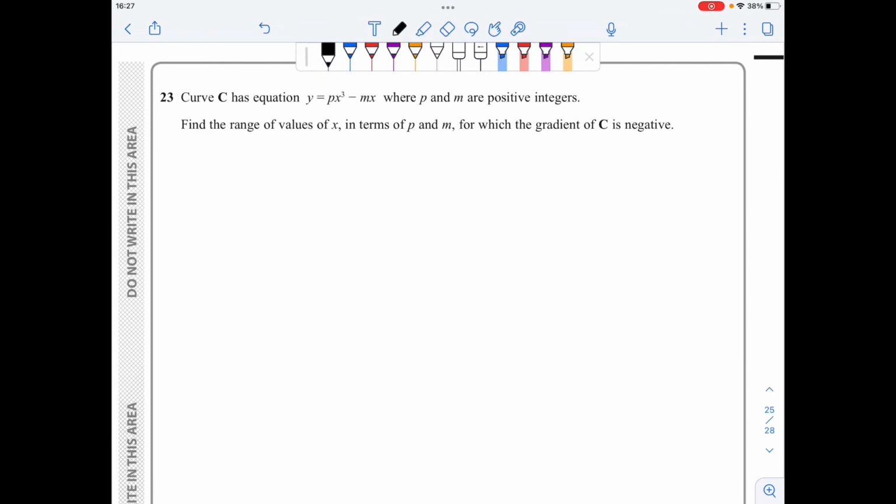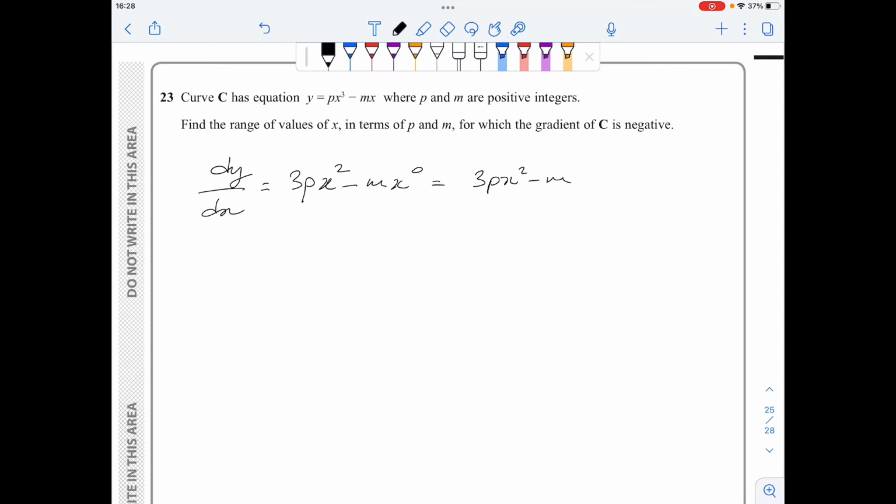In question 23, we need to find the values for which the gradient is negative. So when we say gradient for a curve, we are referring to dy/dx. Let's start by finding dy/dx. Now the power in the first term is 3. I'll multiply the coefficient p by 3, so 3p x, reduce the power by 1, so I get a square, minus, and then I have m times x to the power of 1. So m times 1 is m, x to the power of 0. Now x to the power of 0 is 1, so I get 3px squared minus m.